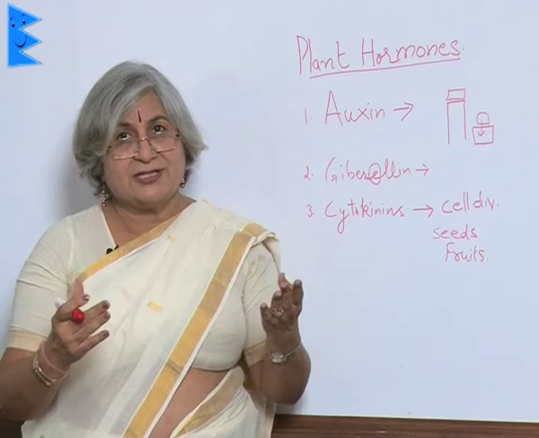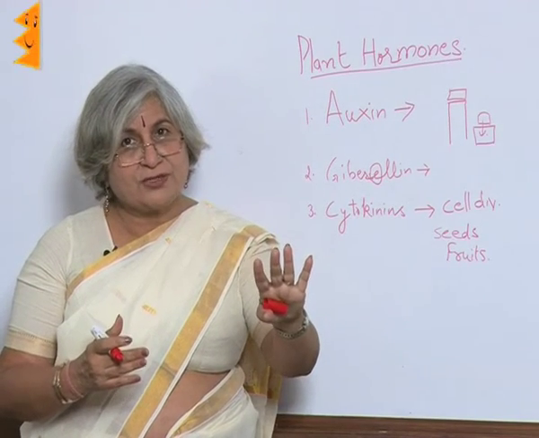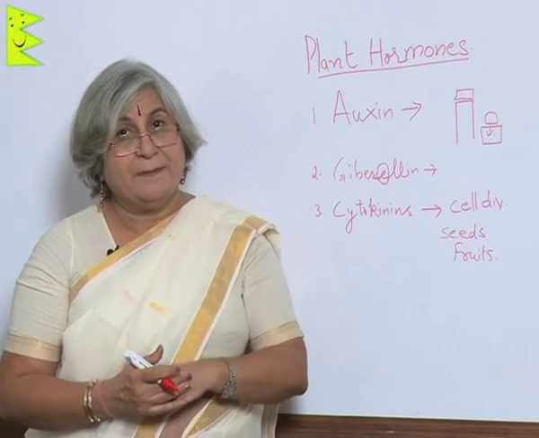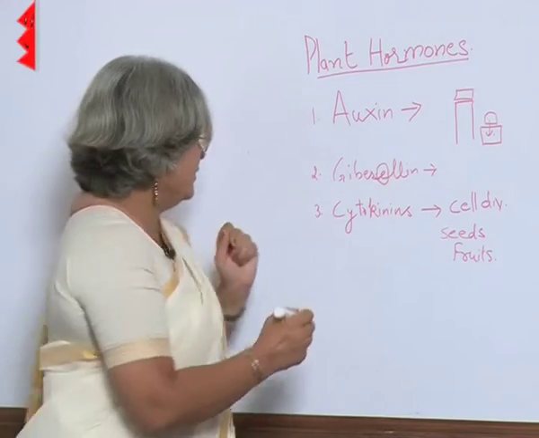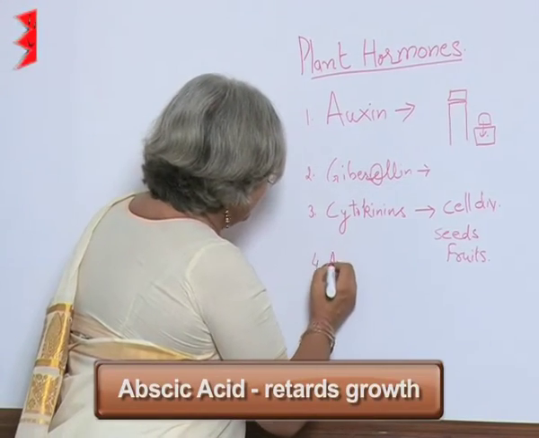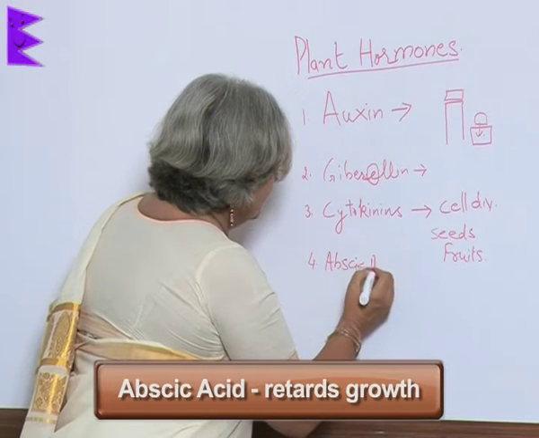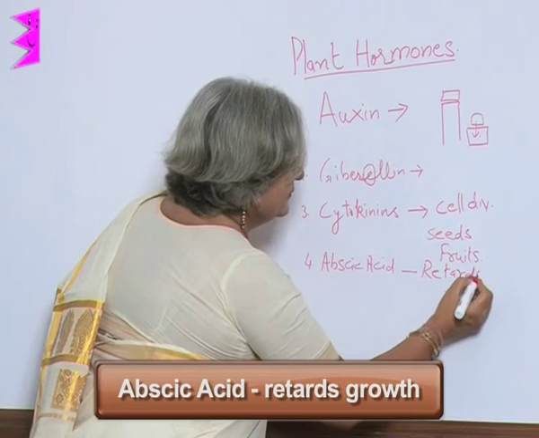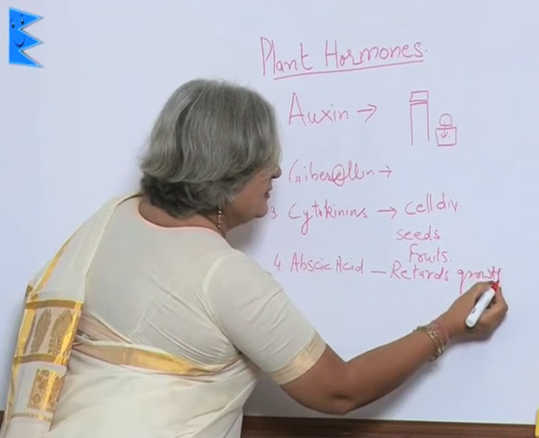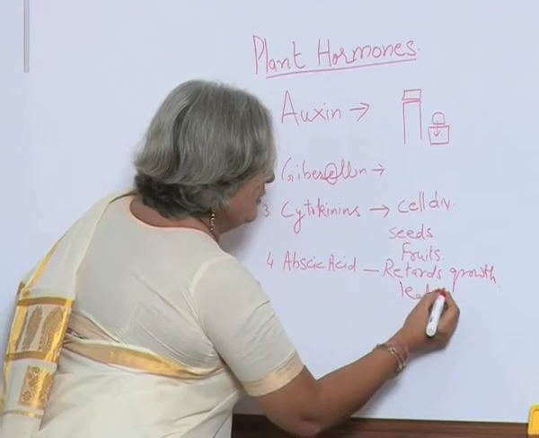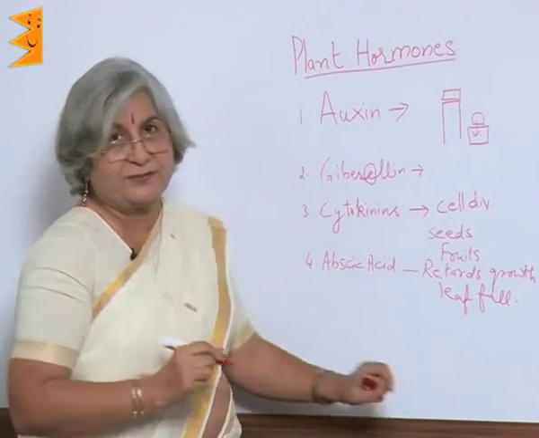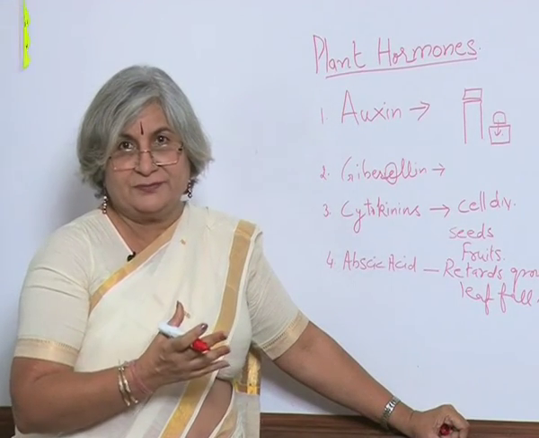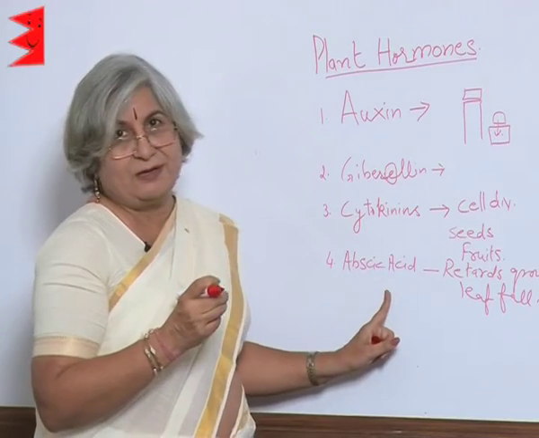The processes are such that sometimes the growth has to be stopped also, inhibited also, and that function is done by the fourth type of hormone, which is called abscisic acid. Abscisic acid retards growth. So, it is needed for things like leaf fall. You know, in many plants, especially the deciduous plants, leaves fall. For that, abscisic acid is required.